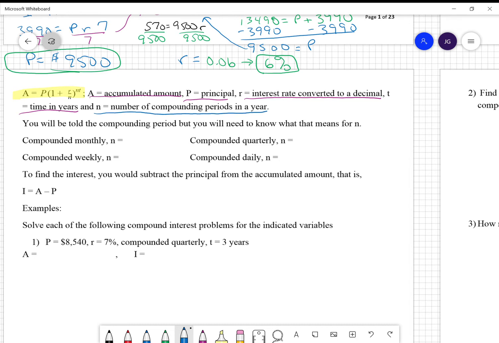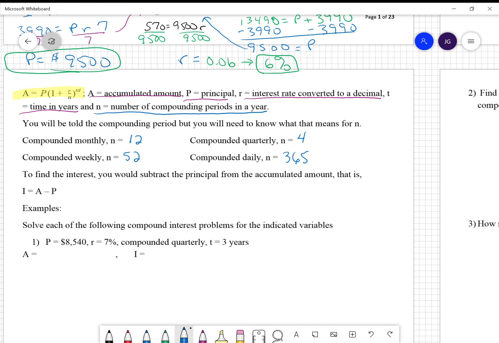Here's the new part. N is the number of compounding periods in a year. You're going to be told the compounding period, but you need to know what that means. If it's compounded monthly, that's 12 times a year. Compounded weekly, 52 times a year. Compounded quarterly, 4 times a year. Compounded daily, 365 times a year. We're excluding leap year.